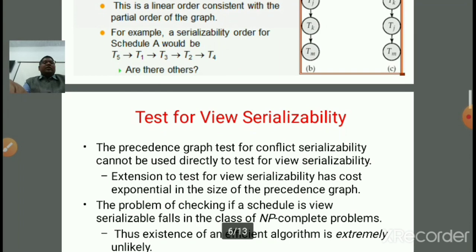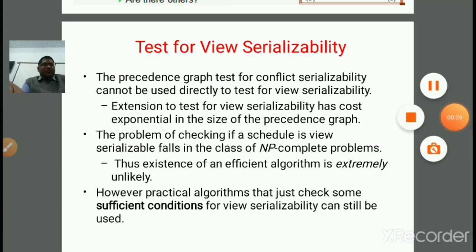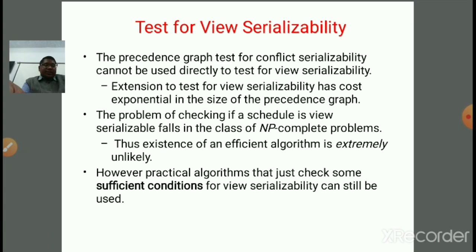Now in order to test for view serializability, what we need to do? The precedence graph test for conflict serializability cannot be used directly to test for view serializability. An extension to test for view serializability has cost exponential in the size of the precedence graph, right? The problem of checking if a schedule is view serializable falls in the class of NP-complete problems.